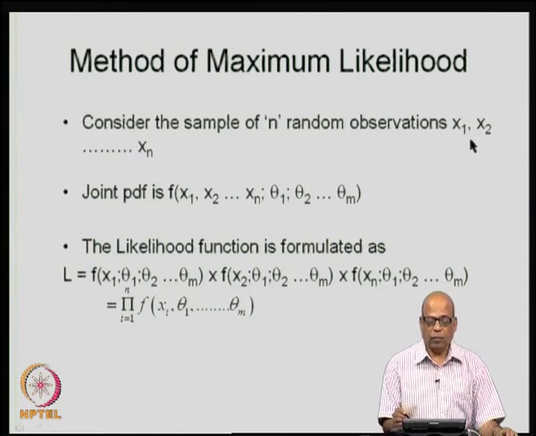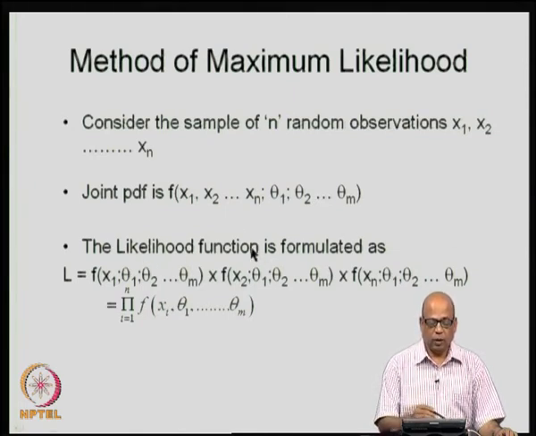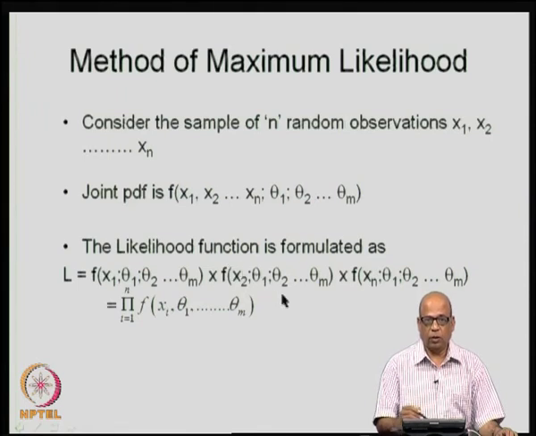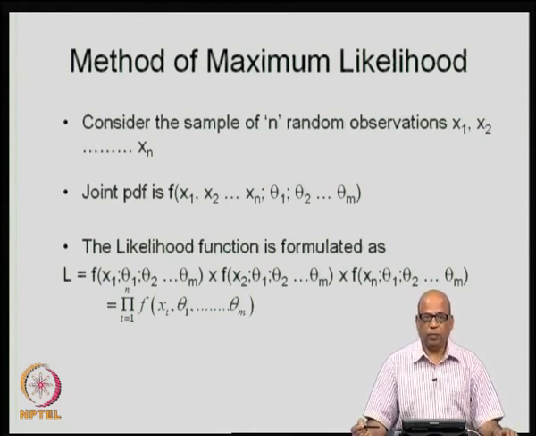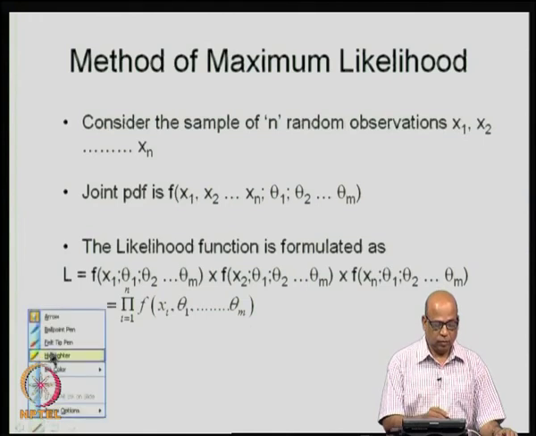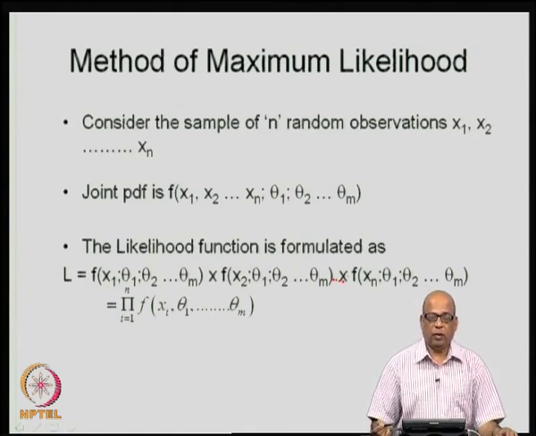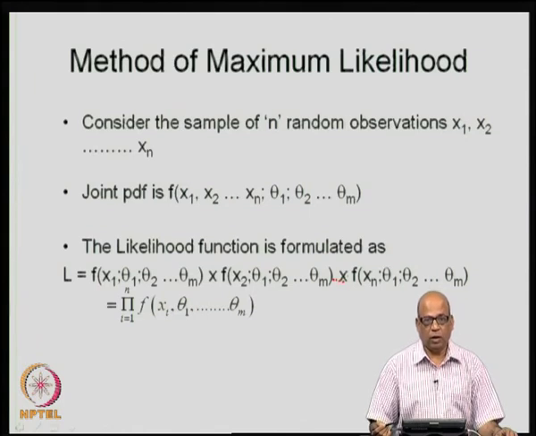We have the sample consisting of n values x 1, x 2, etcetera, x n. Now, your f of x, if we write it for x is equal to x 1, x is equal to x 2, etcetera, then we define a likelihood function as f of x 1, theta 1, theta 2, etcetera theta m, into f of x 2, theta 1, theta 2, etcetera theta m, into f of x n, theta 1, theta 2, etcetera theta m, and so on for n terms. The basis for this is that once a sample has occurred, x 1, x 2, etcetera are independent.